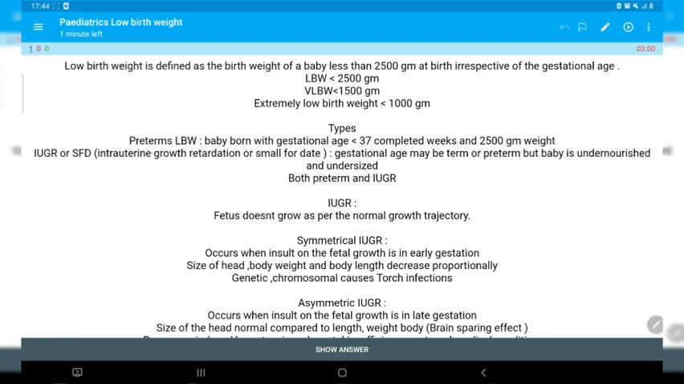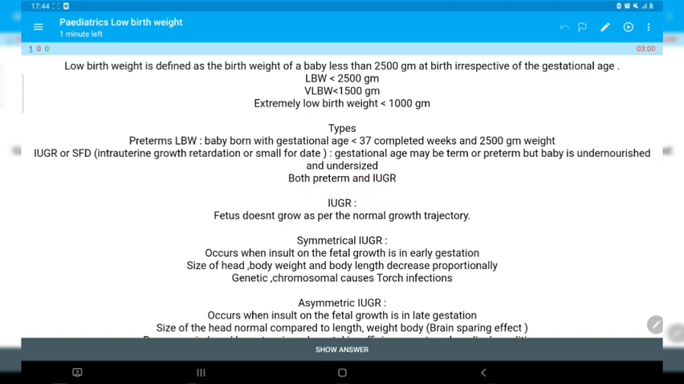So low birth weight is defined as birth weight of a baby less than 2500 gram at birth irrespective of the gestational age. Okay, and then we have types: preterm low birth weight, IUGR, or both preterm and IUGR. IUGR means the gestational age may be term or preterm, but the baby is undernourished and undersized. Preterm low birth weight means the baby is born with gestational age less than 37 completed weeks and weight under 2500 gram. Okay, that is called preterm low birth weight. And then we have both preterm and IUGR.